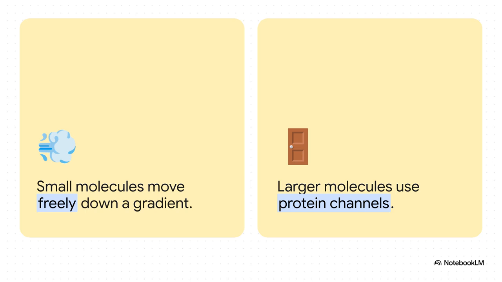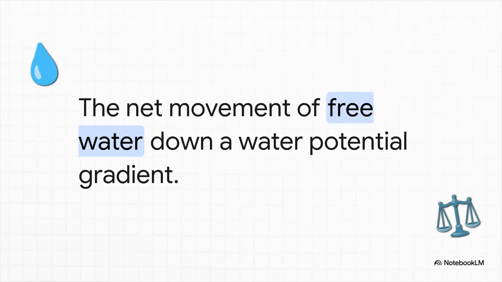Remember those protein icebergs we talked about? They act as these super-specific channels, basically little helpers that ferry those bigger molecules across the sea of fat, totally free of charge. Now, you really can't talk about diffusion without talking about water. The diffusion of water is so important it actually gets its own special name, osmosis. This is the movement of free water molecules down a water potential gradient.